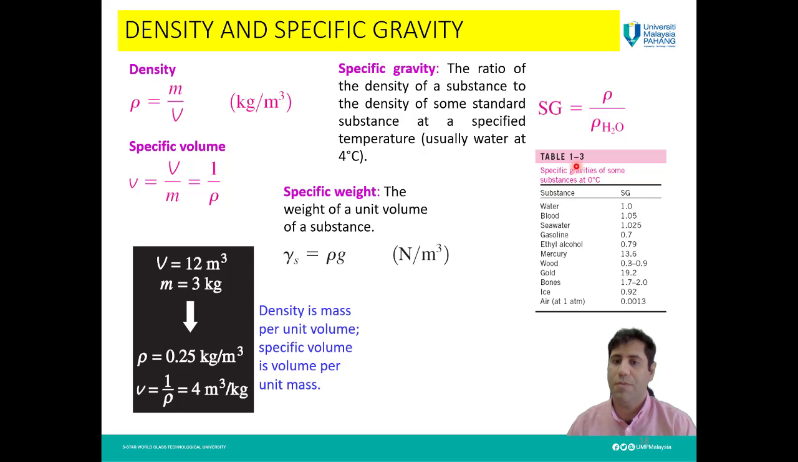And in this table 1.3, you can see specific gravities of some substances at 0 degrees Celsius. You can see for water, for sure, it is 1 specific gravity because density of water divided by density of water will be 1. You can see for some other substances here, specific gravity for blood, seawater, gasoline, ethyl alcohol, mercury, wood, gold.